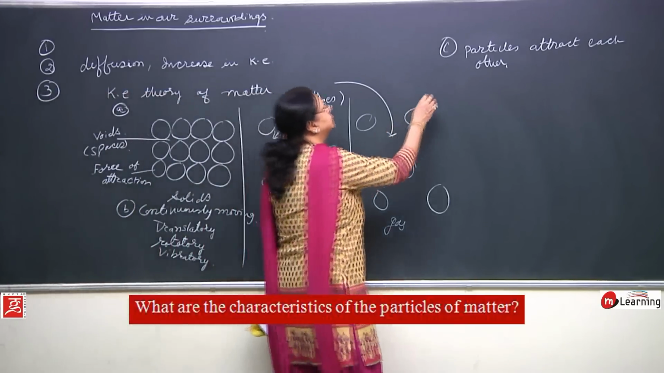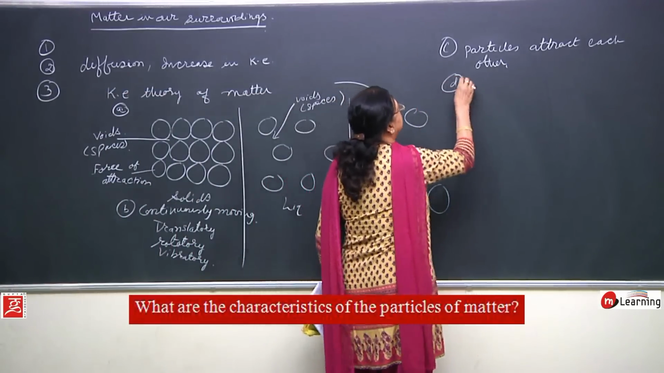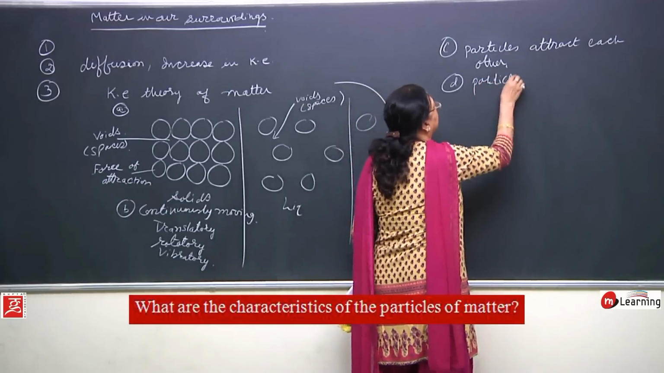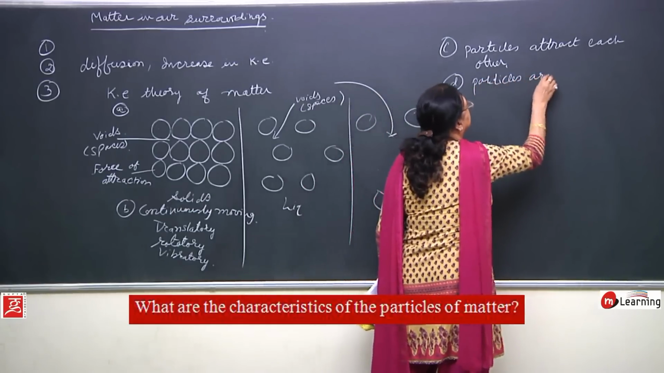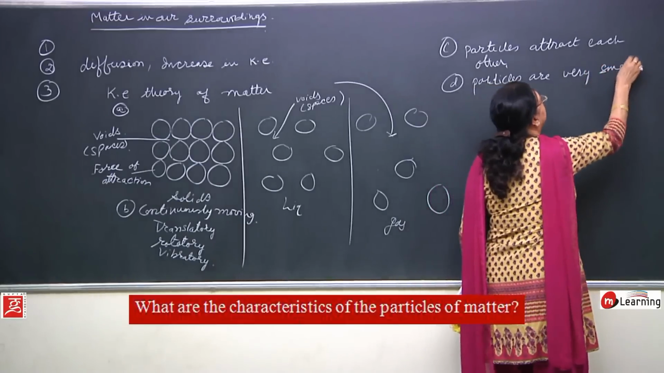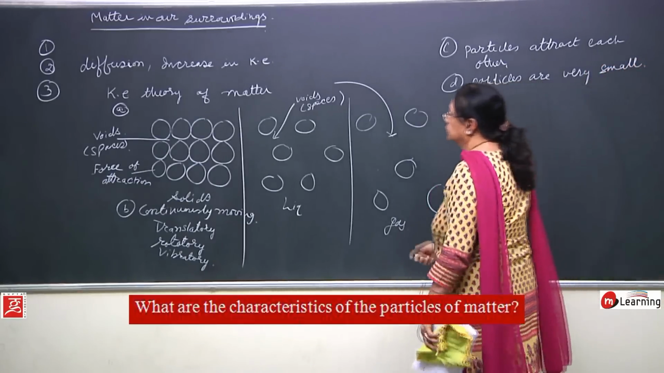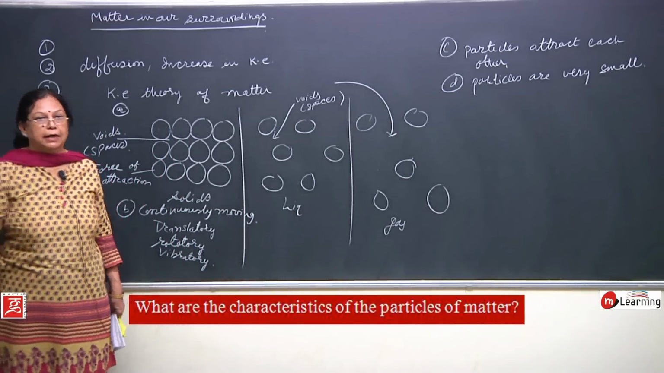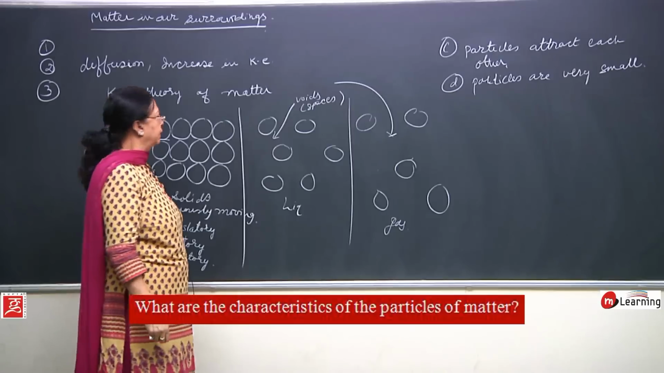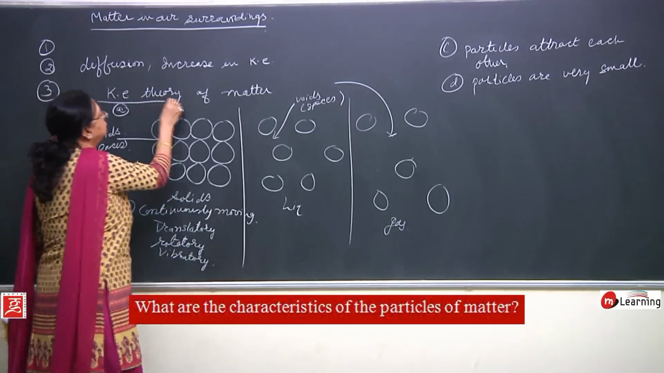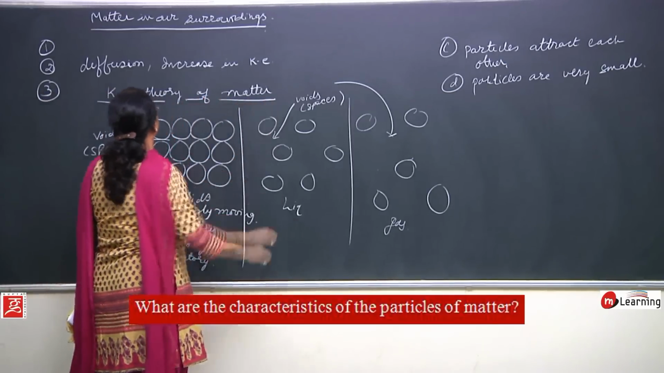And the next characteristic is that particles are very small. They are so small that they cannot be seen with the naked eye, right. So, these are the characteristics of the particles of matter.